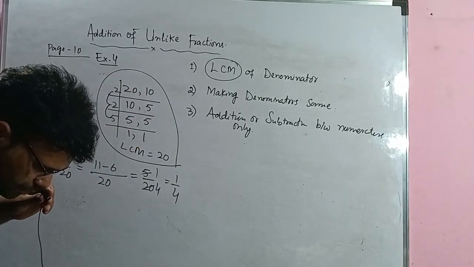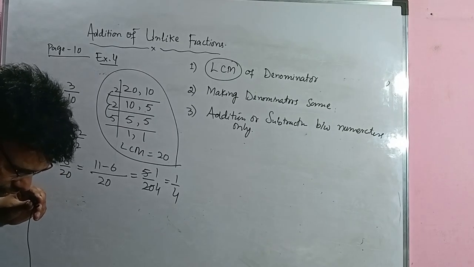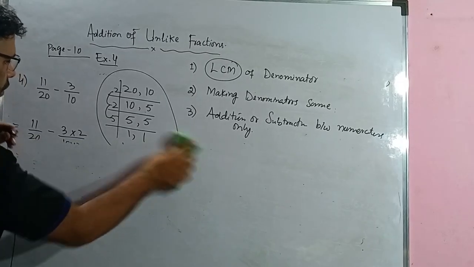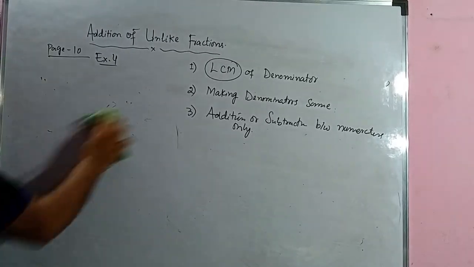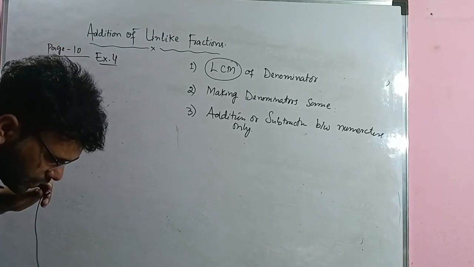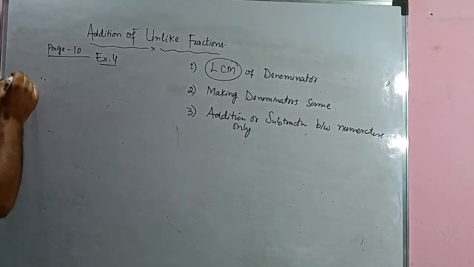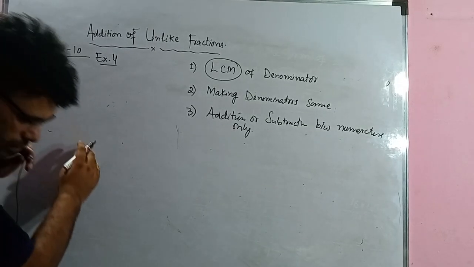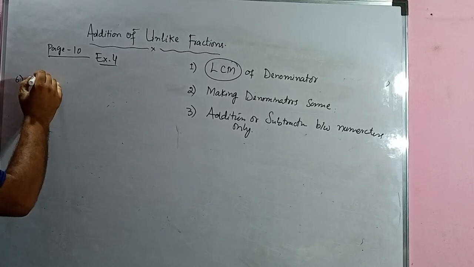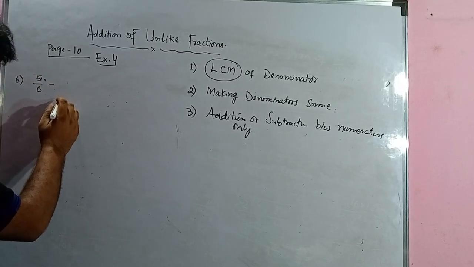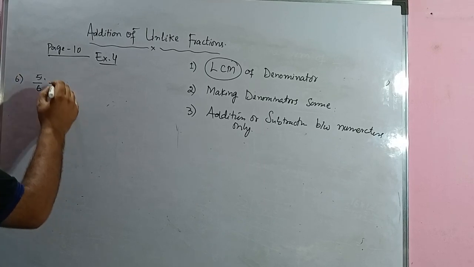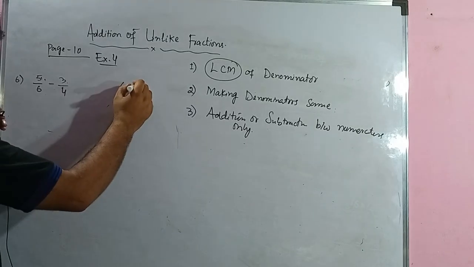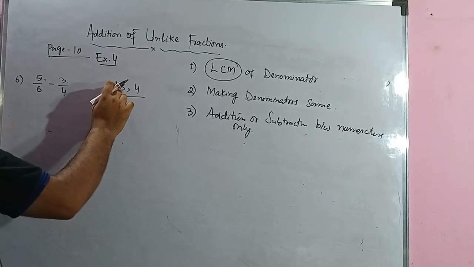Now you can see the next part, which question I will choose here. I will choose here the sixth one. Sixth one, you can see here. What is that? That is 3 by 6 minus 5 by 6 minus 3 by 4. Here they are unlike fractions, so I will find the LCM between 6 and 4.